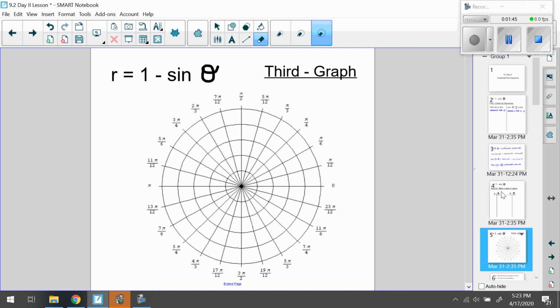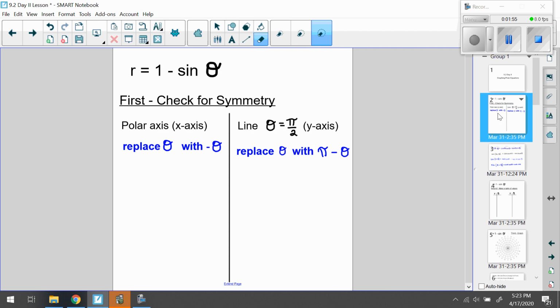However, I'm going to give you one other suggestion. The book offers this, and I think it's a great suggestion. In fact, I'm going to ask that you do it in your homework. And so that's going to be part of your homework instructions, is to first check for symmetry. And they lay out two types of symmetry that we're going to check as we graph these today.